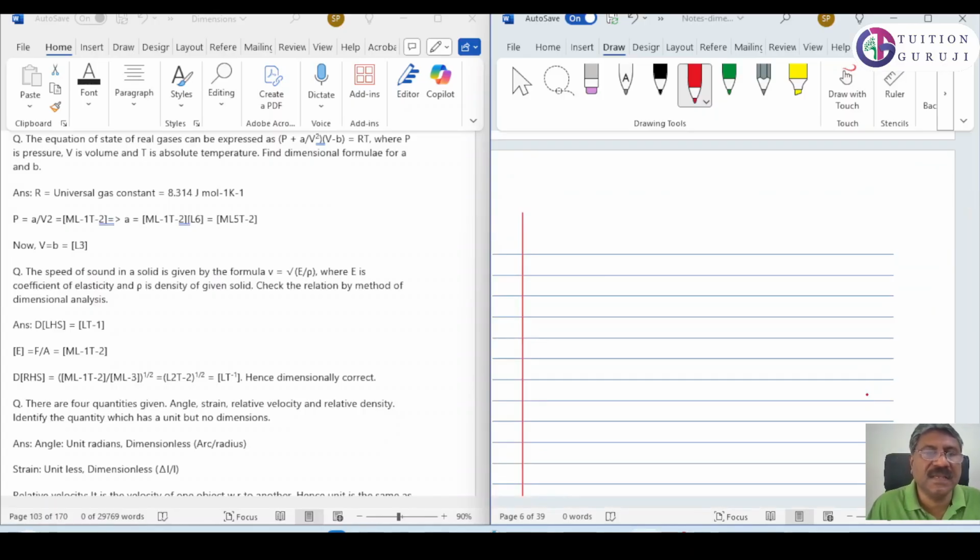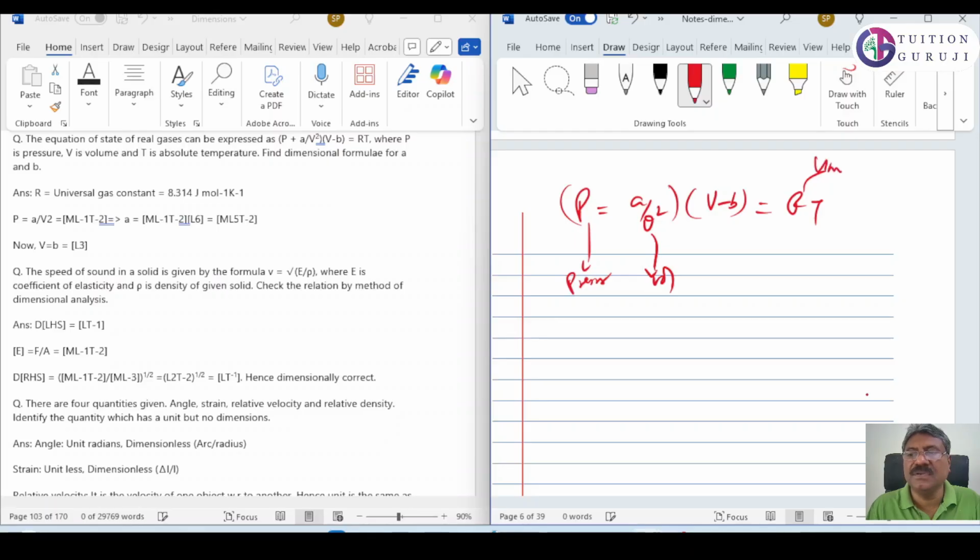Now, the equation of state of real gases can be expressed as P plus A by V square, into V minus B, is equal to R into T, where V is volume, P is pressure, R is the universal gas constant, and T is the absolute temperature. If this is the case, then find the dimensional formula for A and B.